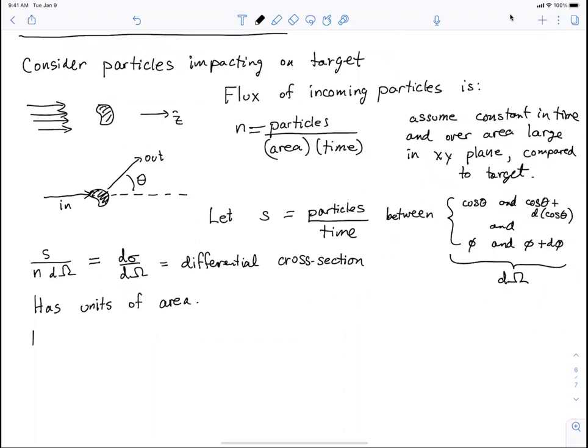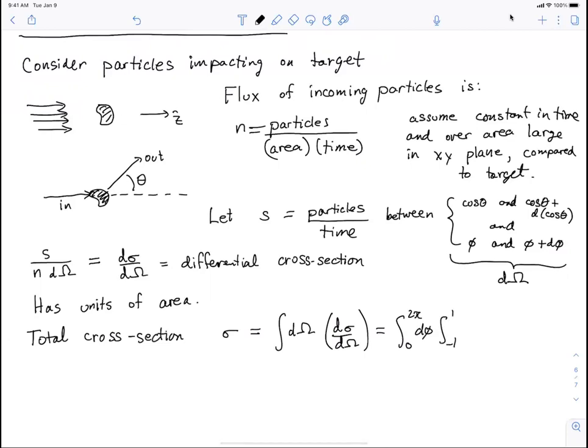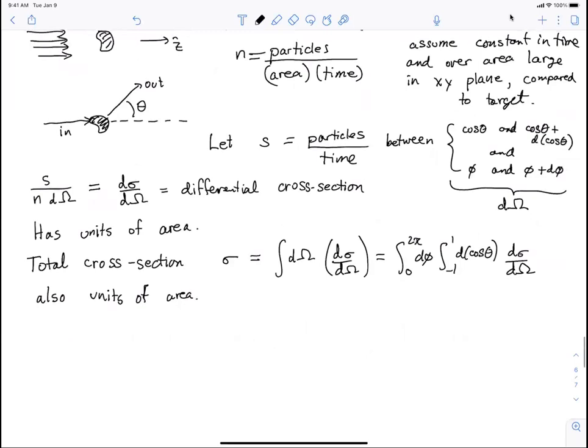Okay, and so then you can also define the total cross section just by integrating over all the solid angles. So that's sigma. Sigma is an integral d omega of the differential cross section. Okay, or if you just write it all out, it's integral 0 to 2 pi d phi, integral minus 1 to 1 d cosine theta, d sigma by d omega. Okay, and that also has units of area because the angles that we've integrated over don't have units. Okay, so now we've defined differential cross-section and cross-section.